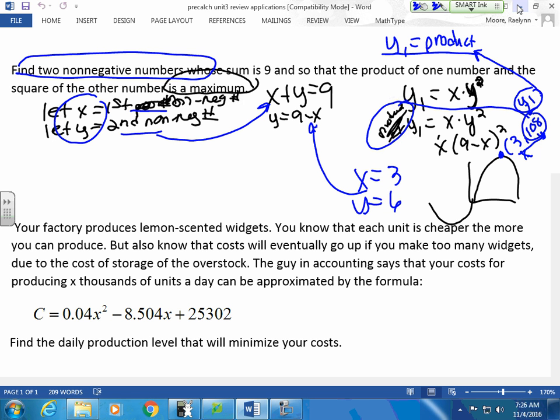That might help you. So what am I looking for? My 2 non-negative numbers. So there's my sum of my 2 non-negative numbers. So that 3 has to add to something else to give me 9. Those are my 2 non-negative numbers. My 108 is my maximum cube this time.